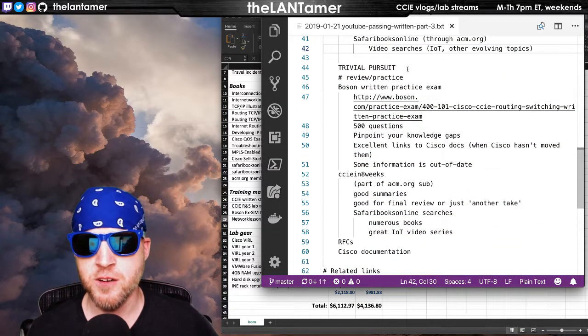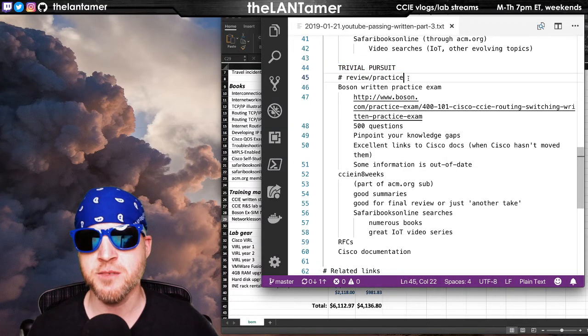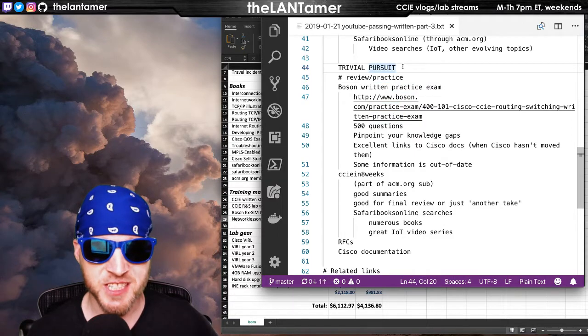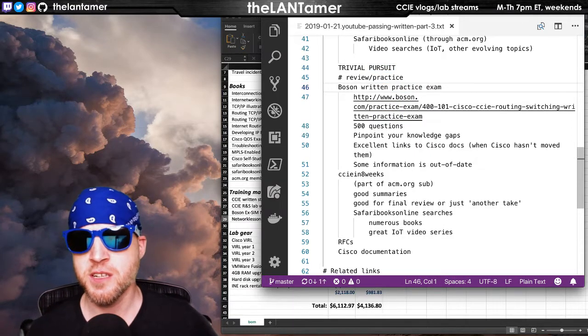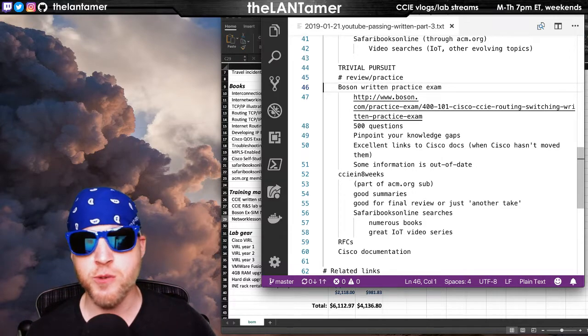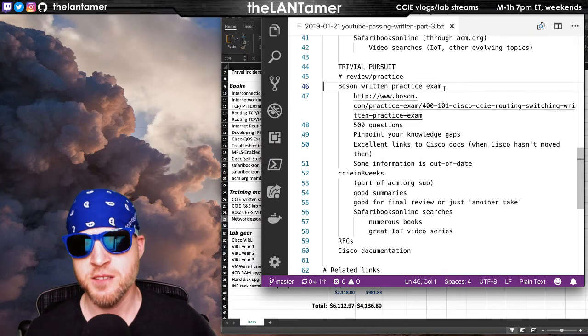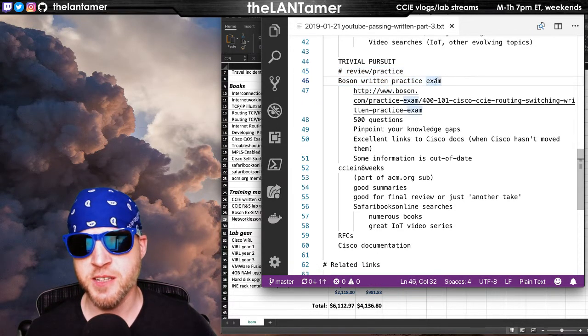I'll move right along. I call it Trivial Pursuit. I know some people may not like that, but let's all admit it. There's a lot of details, memorization that you need to know going into the written exam. One thing that really helped me evaluate myself was the Boson written practice exam. There's a link here. This is really helpful in identifying the gaps.